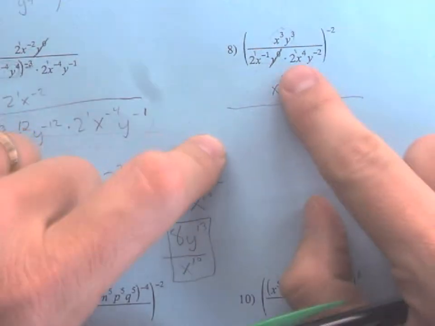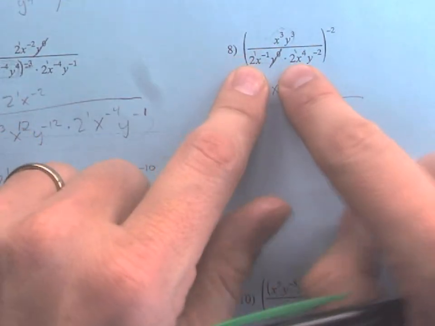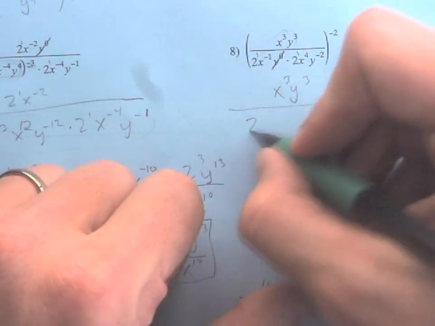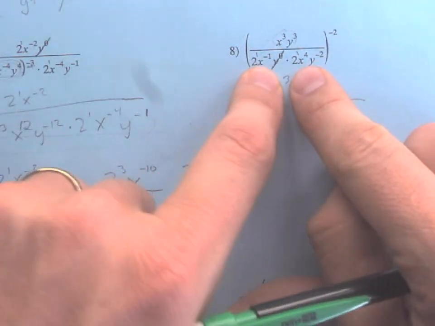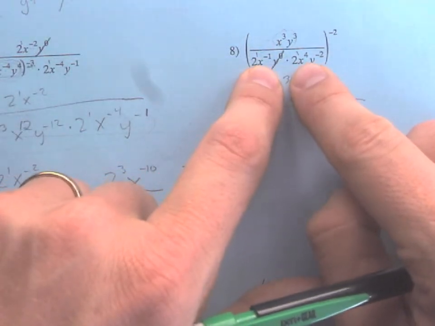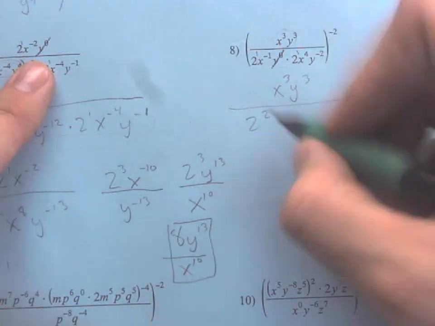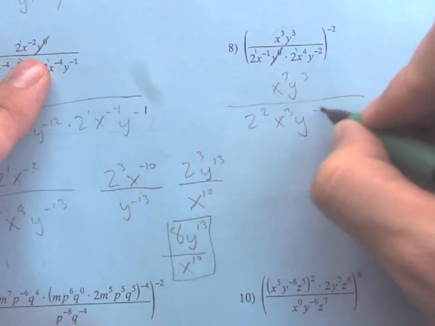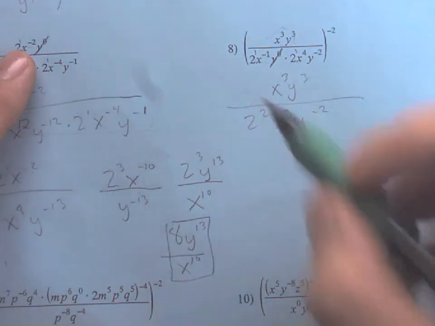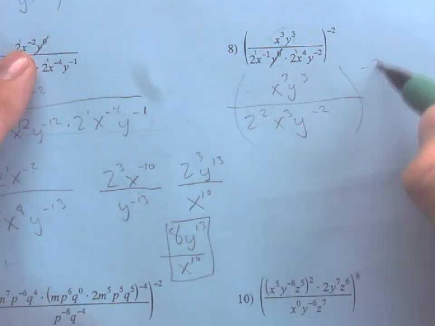On the bottom, I have a 2 to the 1 and a 2 to the 1. So I'm going to add the exponents to get 2 to the 2. I also have x's here, so negative 1 and 4, I'm going to add those together. 4 plus negative 1 is 3, so x to the 3. I got y to the negative 2, all to the negative 2 power.